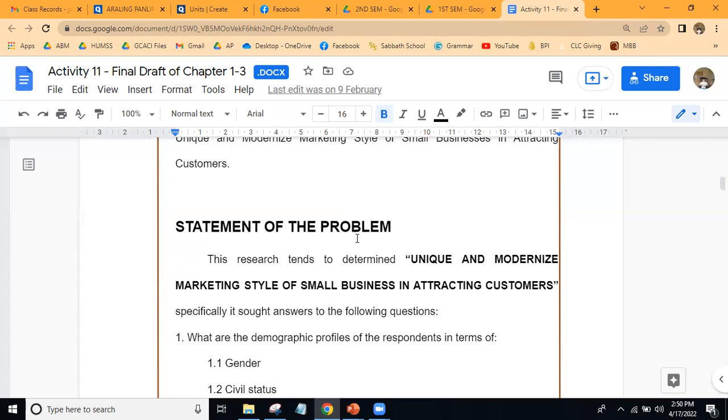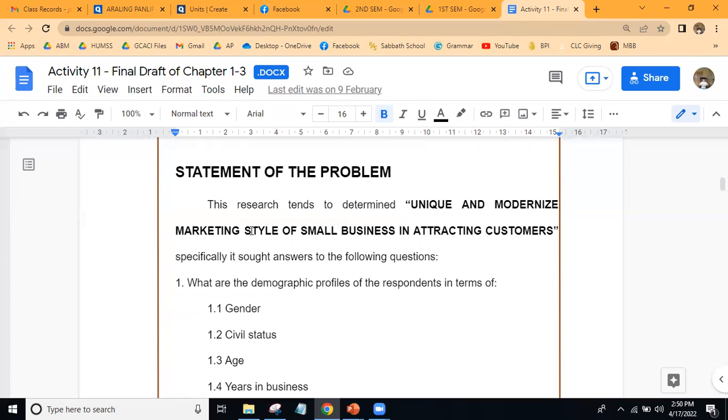Now, they said this research tends to determine, they are trying to determine the unique and modernized marketing style. So what they want is to determine what the unique and modern ways of marketing or selling are, of introducing their products or services. So that is what they want to know, the unique and modernized. So they're trying to determine the unique and modernized marketing style.